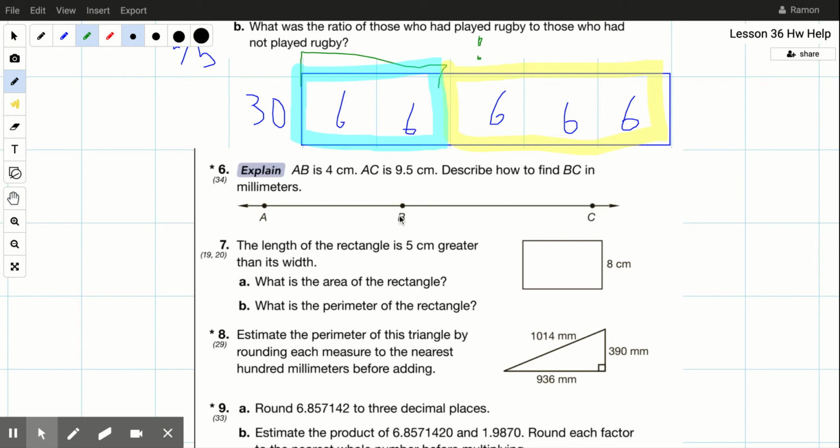Number 6, A to B is 4 centimeters. AC is 9.5 centimeters. Oh, that's right. A to C would be the entire thing. Describe how to find BC in millimeters.